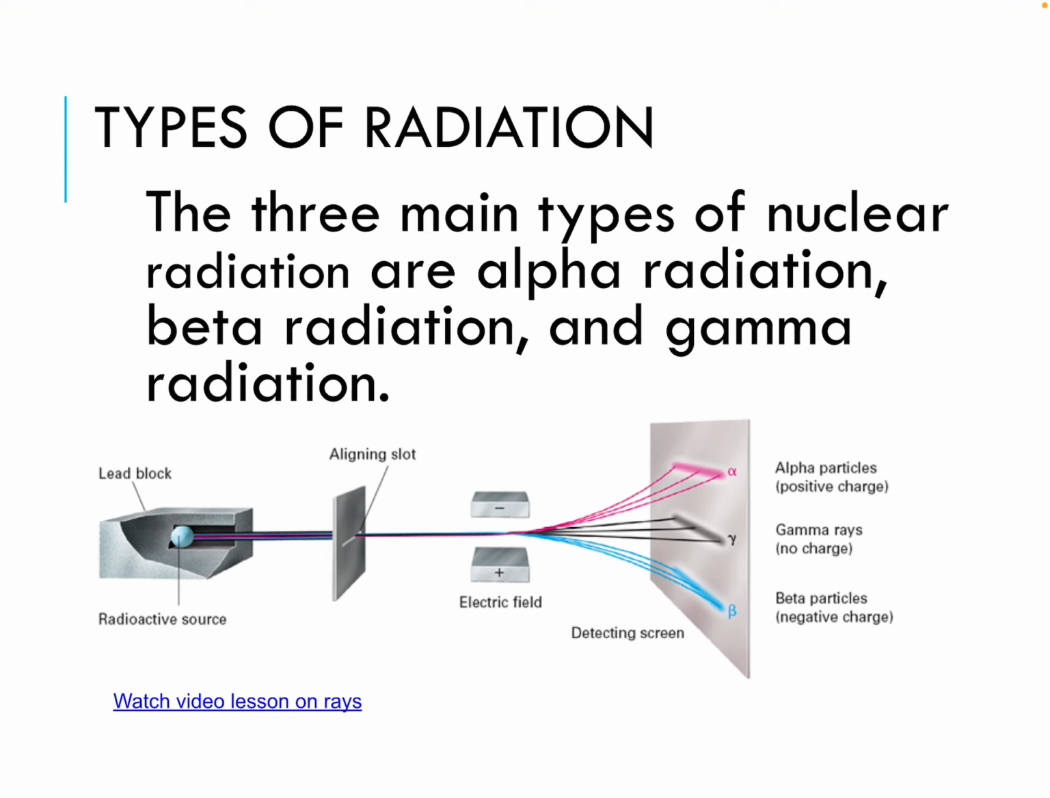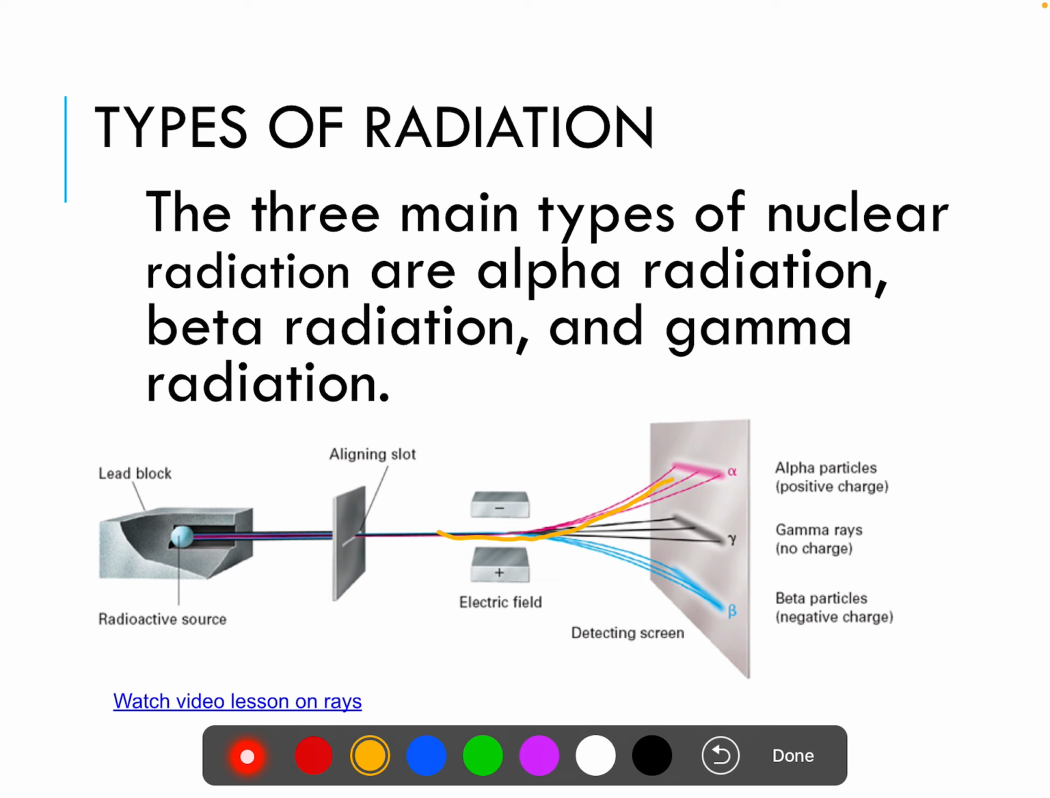There's three types of radiation. There's alpha radiation, beta, and gamma radiation. Each of them is a little bit different. As you can already see here, the alpha particles are going to be positively charged because they are going to curve toward the negative end there. Beta particles are going to be negatively charged because they're pulling toward the positive end there. And then gamma rays, no charge.